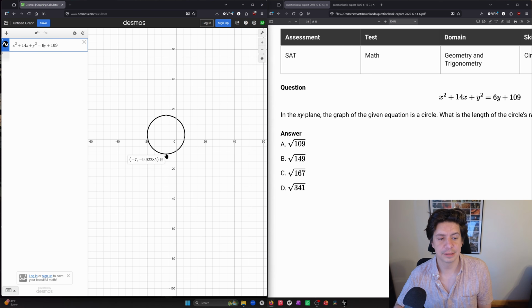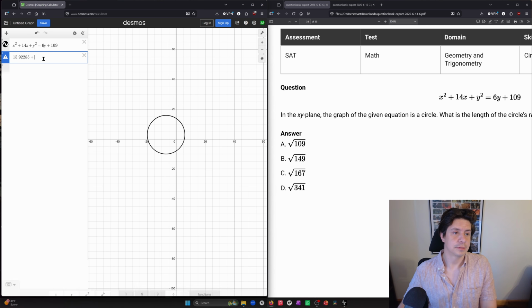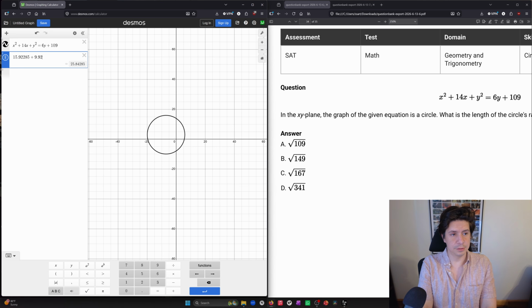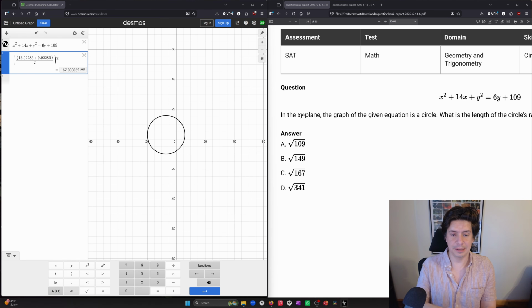So this is the max there, this is the min. So we have 15.9992285 plus 9.92285. So let's do that, because that'll give us the distance, that'll give us the diameter. So it's going to be 9.92285. We get that divided by 2. We're going to get 12.922. Which of these would be 12.922 squared? So now we could just do this squared, and we're going to get around 167, and it is C, okay?